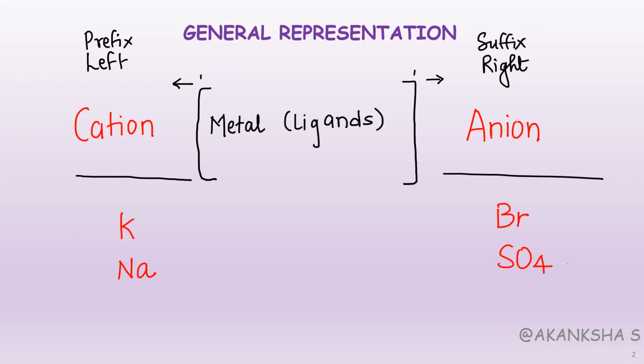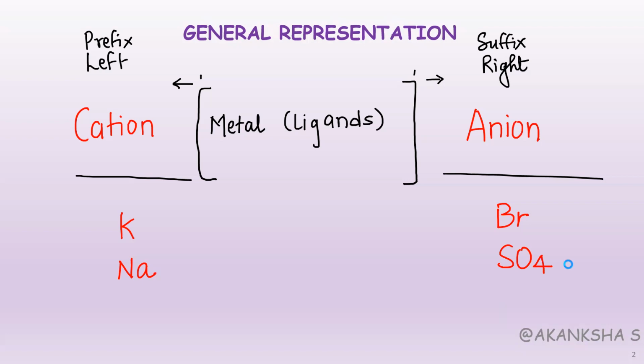It could be anything. So when we are using a cation outside the coordination complex, we are always going to put it in front of, or before, the bracket. And whenever we are using any negatively charged entity outside the bracket, it would always go on the right hand side, or the suffix. So this is how we generally represent any kind of compound.